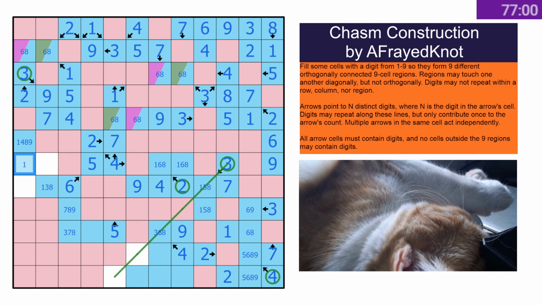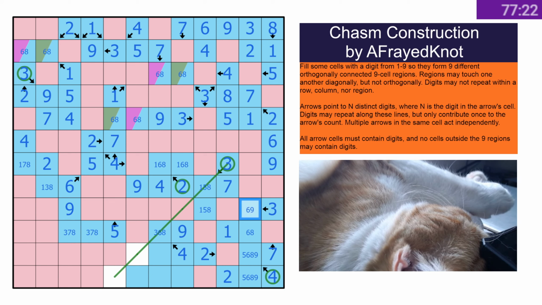Corridor 3. Decided 4 had to go up there, didn't I? Then I said, where's 2 in the region? It's got to go here. So that cell could be a 3, 7, or 8. Yeah. I thought that 9 went there. That looks okay.